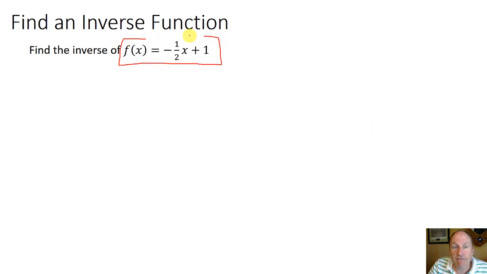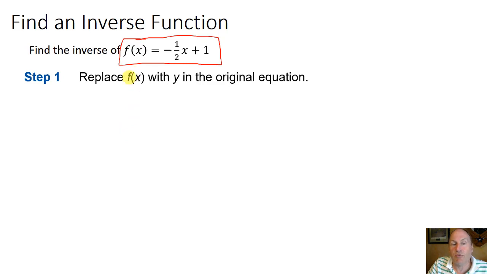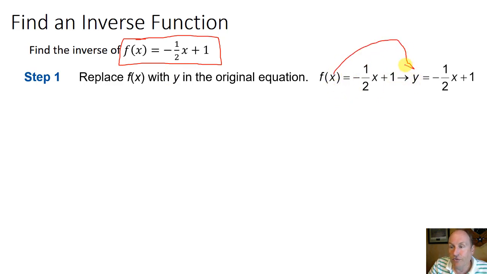So let's get down to it and find an inverse. If I've got a function f of x equals negative 1/2 x plus 1, when I find its inverse, we're going to follow a process. The basic process is we're just switching the x's, the inputs and the outputs, the domain and the range. So we replace f of x with y just so we can turn it into a coordinate system. So the original function becomes y equals negative 1/2 x plus 1.